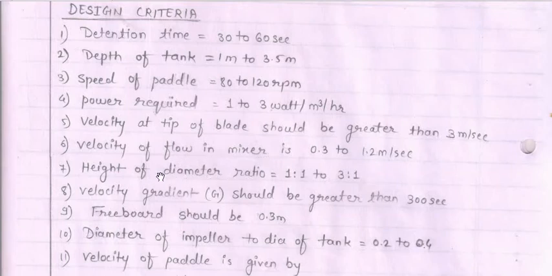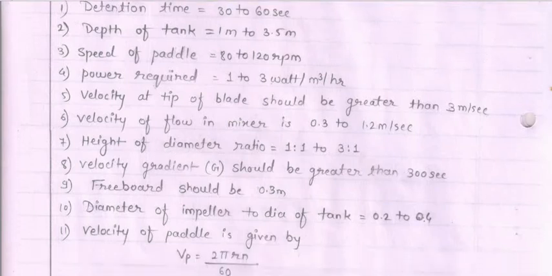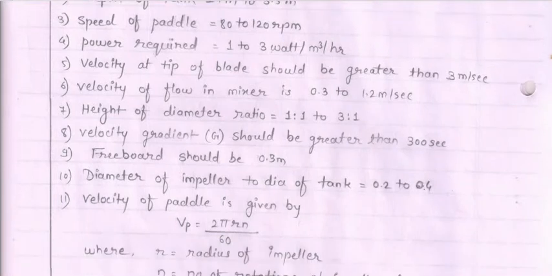The height to diameter ratio is 1:1 to 3:1. The velocity gradient should be greater than 300 per second, and the freeboard should be 0.3 meter, that is the open space which is left for overflow.